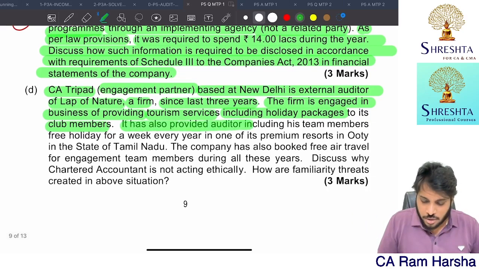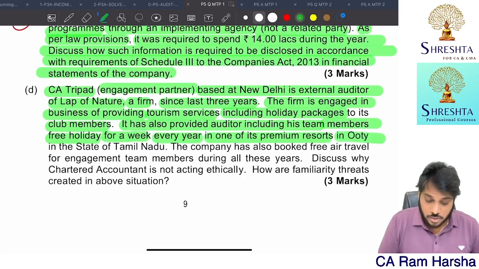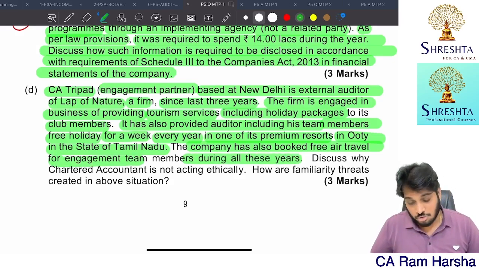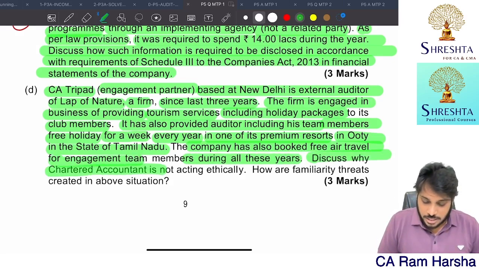It has also provided the auditor, including his team members, a free holiday for a week every year in one of its premium resorts in Ooty in the state of Tamil Nadu. The firm has also booked free air travel for the engagement team during all these years. Discuss why the chartered accountant is not acting ethically. How are familiarity threats involved?